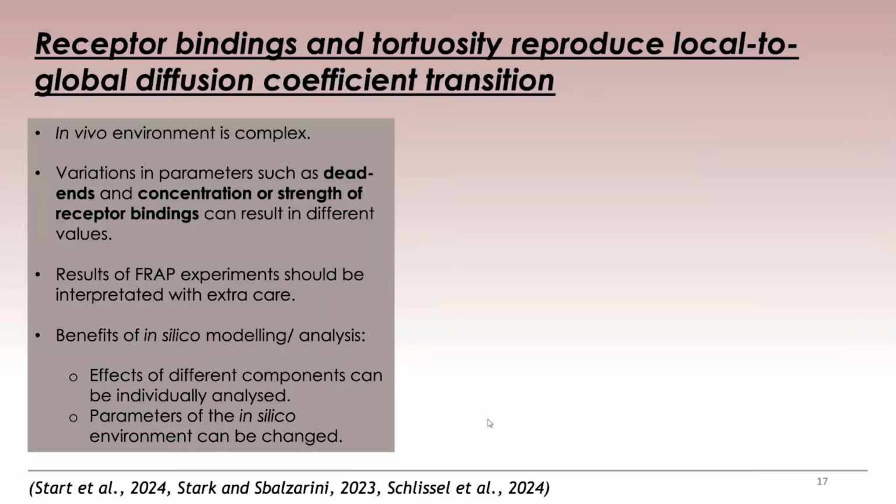So with that, to conclude, receptor bindings and tortuosity alone can reproduce this local to global diffusion coefficient slowdown that is seen in experiments. So the in vivo environment is extremely complex, and so experimentalists would need to handle FRAP data with extra care and not rule out diffusion as a viable form of transport mechanism.